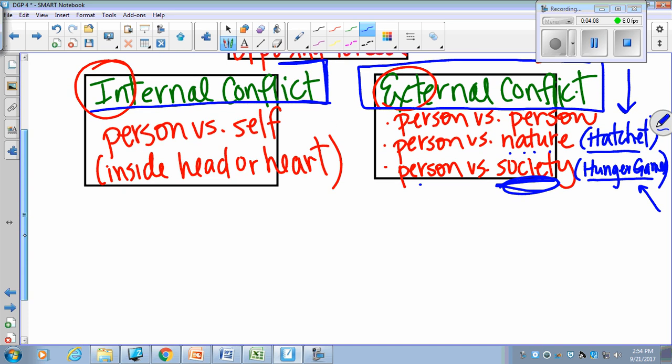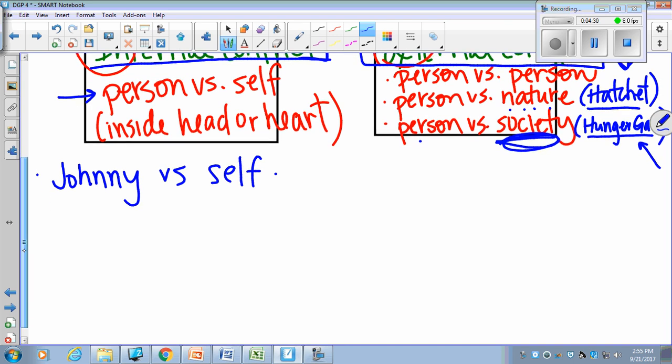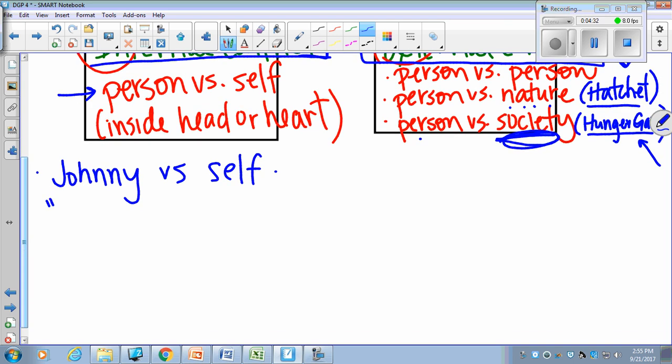When you are looking at these examples, I'm going to give you an example of internal conflict. In our particular book, The Outsiders, we have Johnny, and he is really having an internal conflict with himself. That's person versus self. I chose the character Johnny, and you can see this with our quote where he tells Dallas that he is going to turn himself in. At some point he had some kind of internal conflict, so I'm going to prove that with textual evidence.